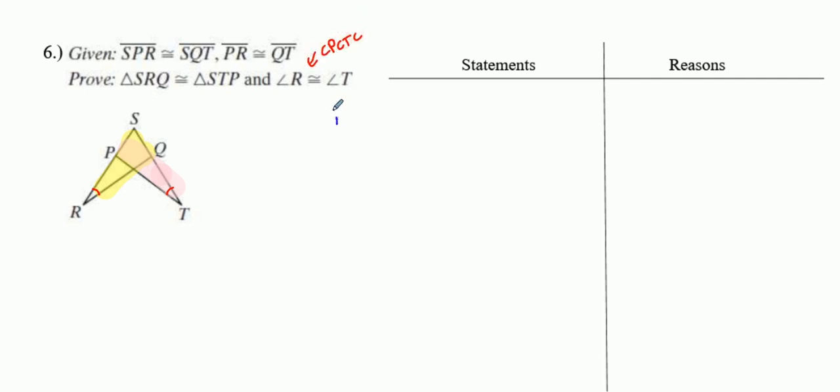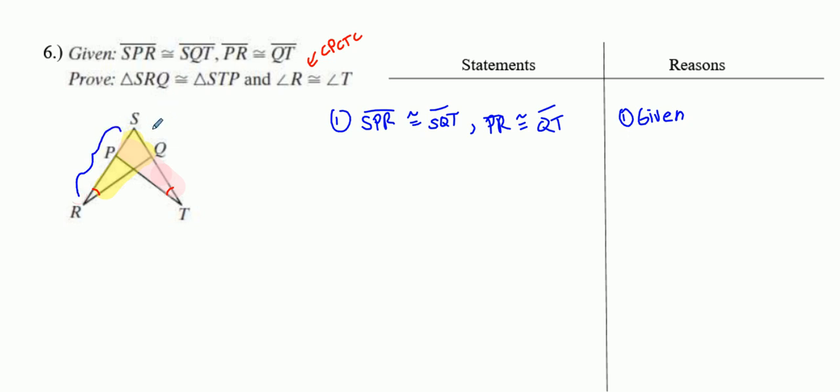So again, we'll write down the given. And I'll label that in my picture. So here's SPR, that's that whole side, SQT, this whole side, and PR and QT.